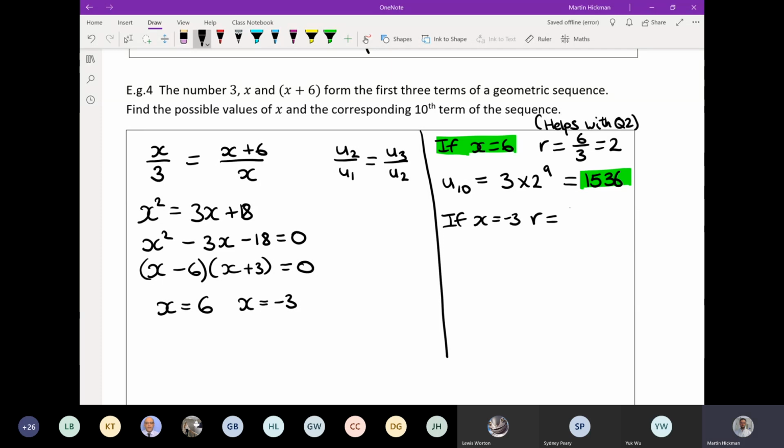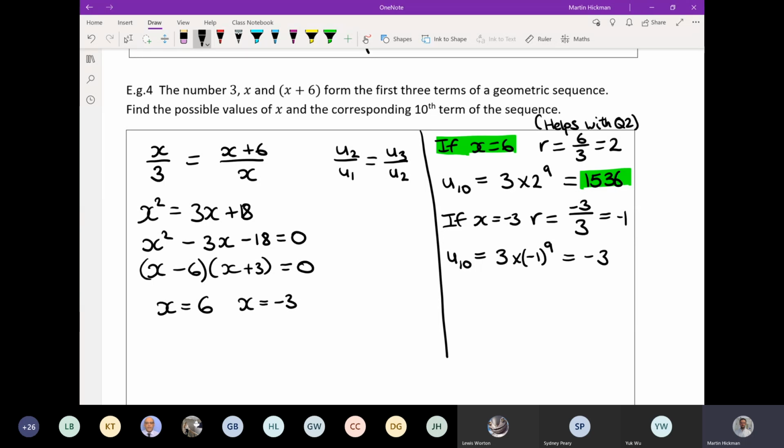If x is -3, then the common ratio is going to be -3 divided by 3. So the second term divided by the first one. I could also do the third term divided by the second one, still get the same answer of -1. So u10 would just be 3 times -1 to the power of 9. Okay, n is 10, so 10 minus 1 is 9. And I just get -3 when I do that.